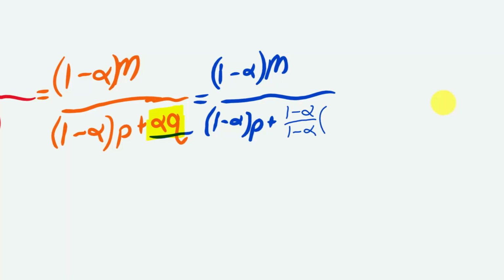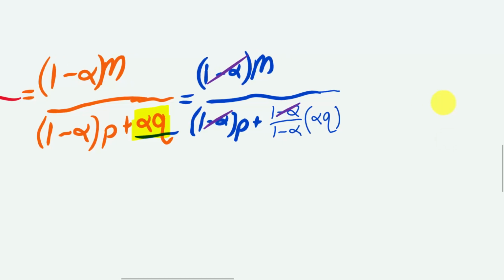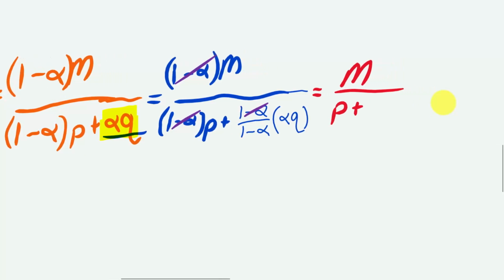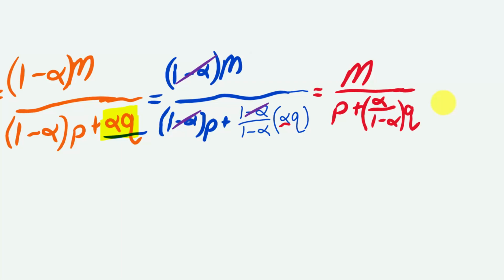times alpha q. Now that we have a 1 minus alpha in everything on the top and the bottom, we can cancel that 1 minus alpha here and here and here. On the top, we have something much simpler, just m. Down here we have something much simpler, just a p, and then we have alpha over 1 minus alpha times q, the price of y. Whew. All right.